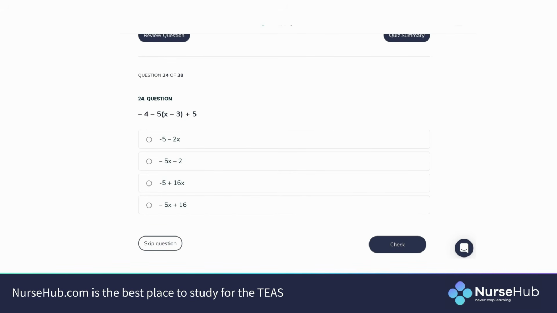Question 24. We have negative 4 minus 5, parentheses x minus 3, plus 5. Now, try this out, and then we'll go through it.